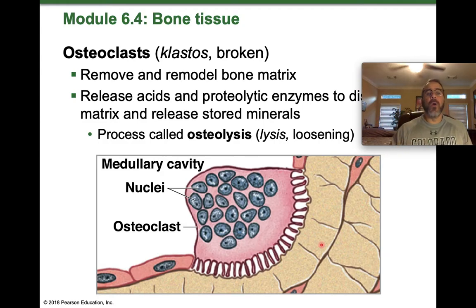Okay? So osteoclasts are going to remove and remodel the bone matrix. How they do this is they release acids and other proteolytic enzymes that actually break down the bony matrix, and they'll release the stored minerals back into your bloodstream. So that calcium actually can get taken from your bone and put into the bloodstream. This is a process that we call osteolysis. Remember, lysis means to break.